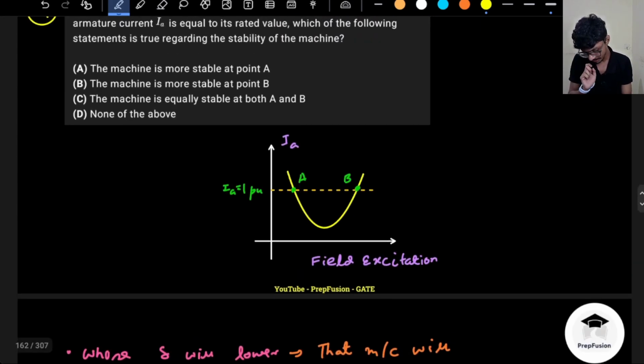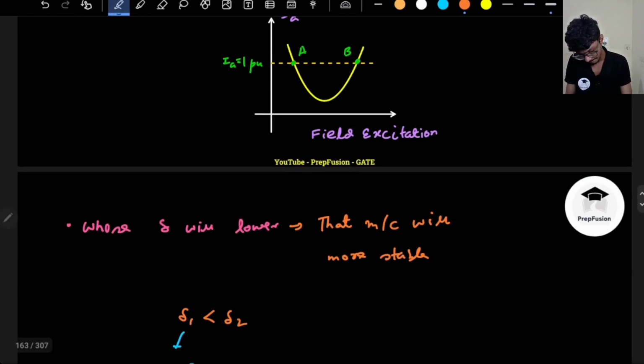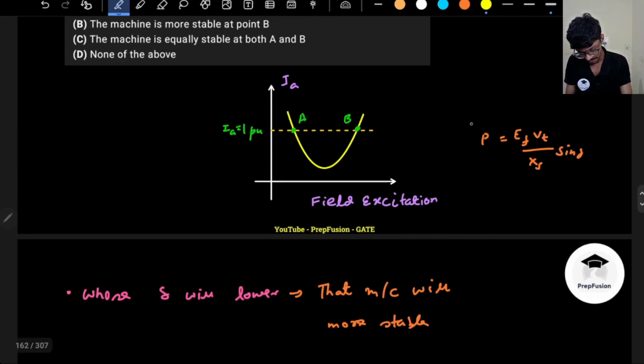Okay, so here in this direction I am increasing the field excitation, and it is a V curve, right? V curve means basically power will be constant. So power is equal to EF Vt by XS sine delta, right? Power is constant, so as I increase excitation, sine delta will reduce, and I want that. I want a lower value of delta. Why? Sorry, I am not able to tell you right now. I will explain it in the next topic.